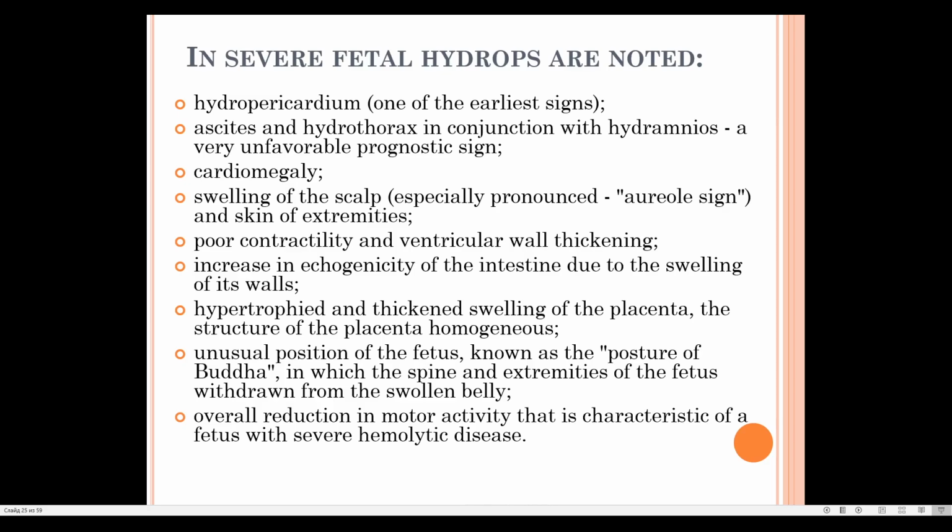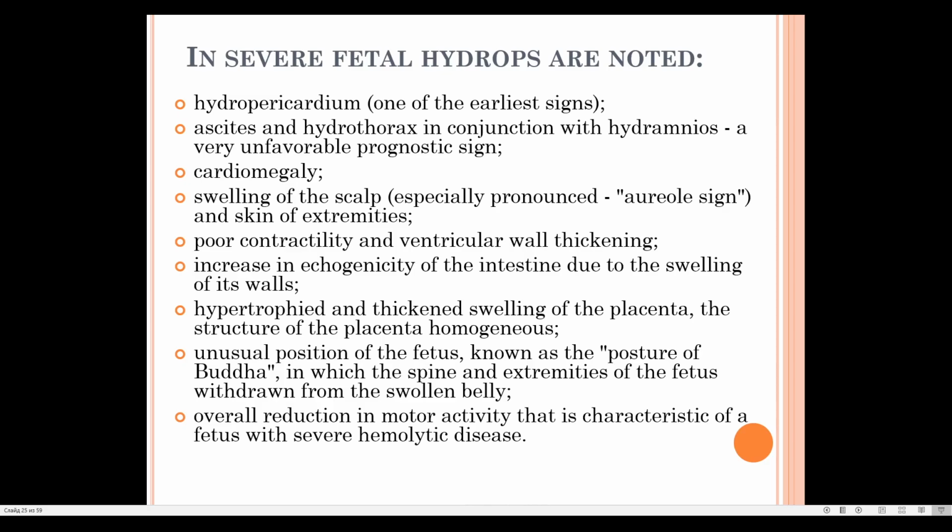Cardiomegaly, swelling of the scalp, and especially pronounced areola sign and skin of extremities. In case of areola sign, it is the so-called double fetal head contour. Next sign is poor contractility and ventricular wall thickening. They are signs from the side of the heart. Next one is increase in echogenicity of the intestine due to the swelling of its walls.